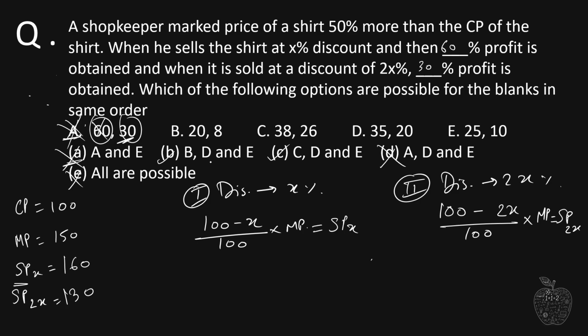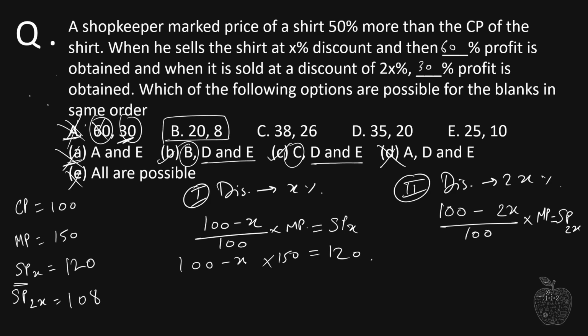Now look carefully, here D and E are common. So we only have to check for B and C. We do not have to check for D and E, because if either of B and C is correct, then D and E will automatically be correct. Okay, so first let's check for B. B is 20 and 8. So that means there is 20% profit, that means selling price is 120, and 8% profit, that means selling price is 108. Let's substitute 120 here.